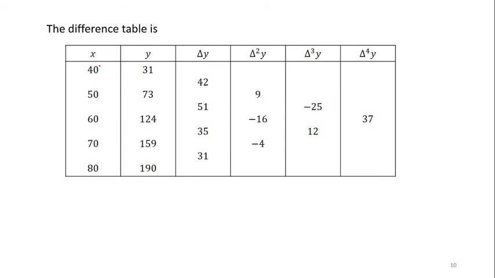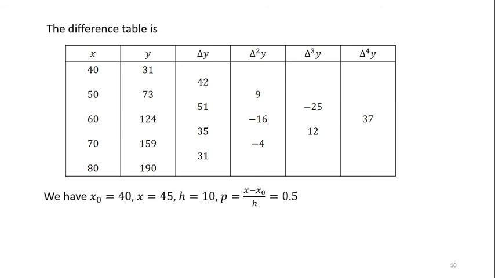Here observe that x naught is 40 and the respective value of y is y naught. So y naught is 31 and delta of y naught is 42. Delta square of y naught is 9. Delta cube of y naught is minus 25 and delta power 4 of y naught is 37. Here we are using Newton-Gregory forward interpolation formula because we have to find the number of students who scored marks less than 45, and 45 is near to 40, which is equal to x naught.